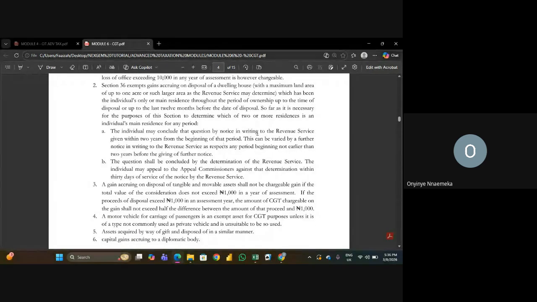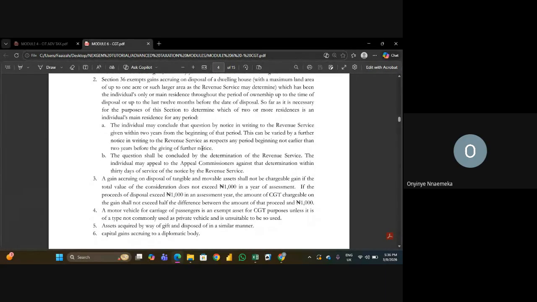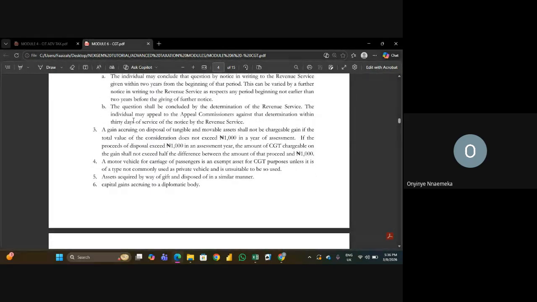Okay. So if the individual has two or more residences, then you have to determine which of the two residences is the principal residence, whether the one that was sold is the principal residence or not. Then the person will have to write to the revenue service within 2 years to tell them which of the residences is the principal residence. Then let me see. All of these ones you can read.